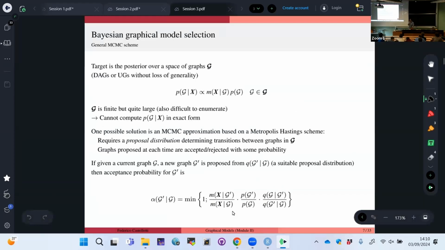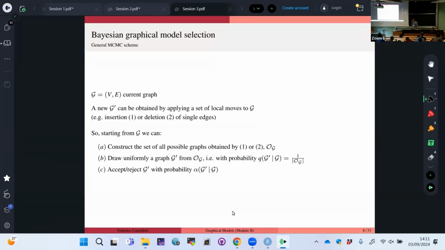So in order to compute this acceptance probability, we will need in general an expression for the marginal likelihood that we will need to specialize to Gaussian graphical models. We will need a prior distribution, a prior ratio. This is not easy to specify. And then we will need to compute a ratio of proposal distributions, so the transition probability from a graph to another one, which is specific to the proposal distribution that we will design over the space of graphs.